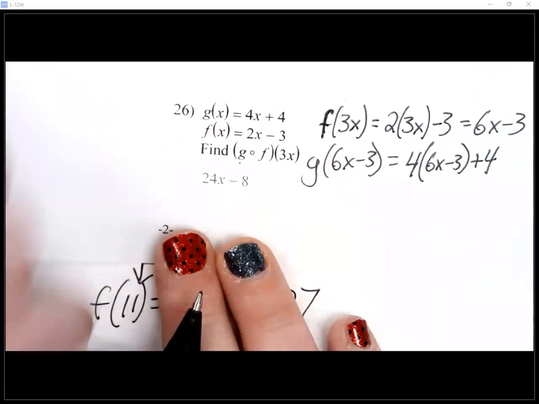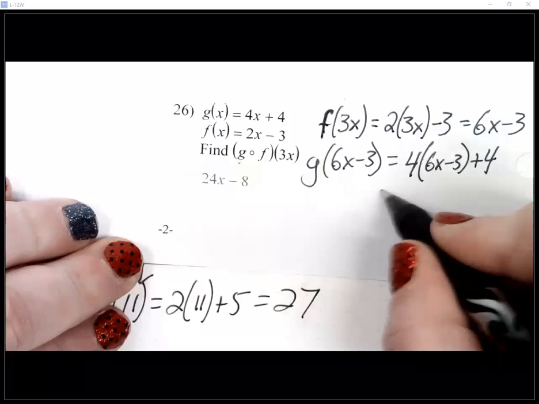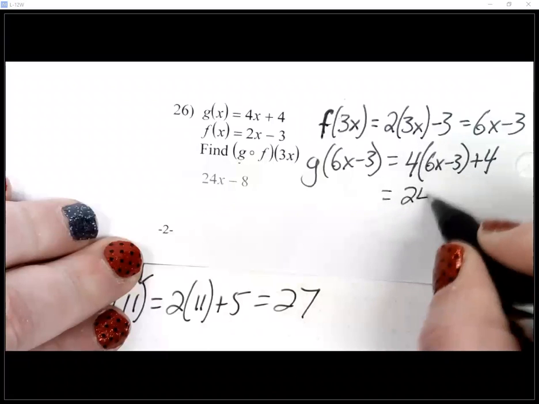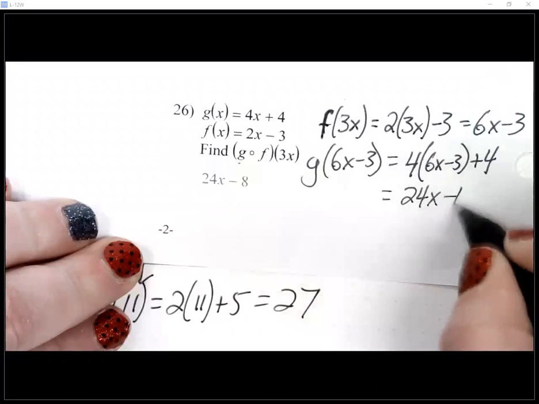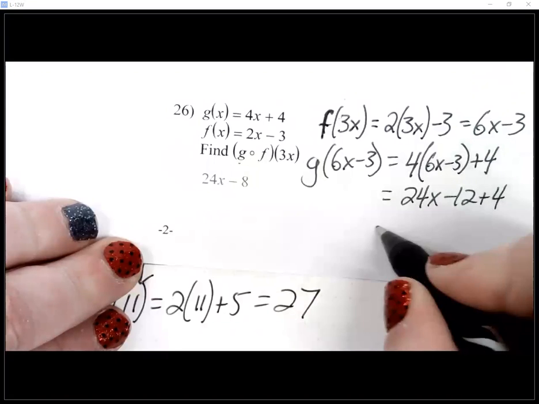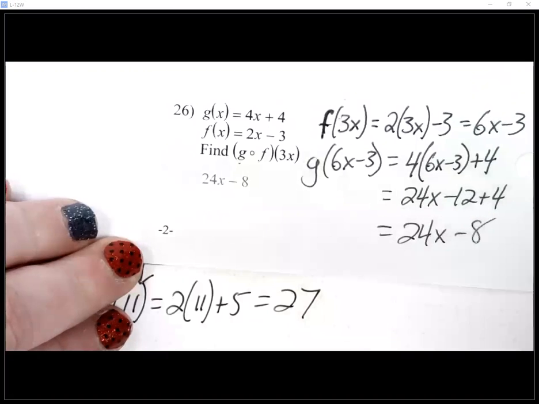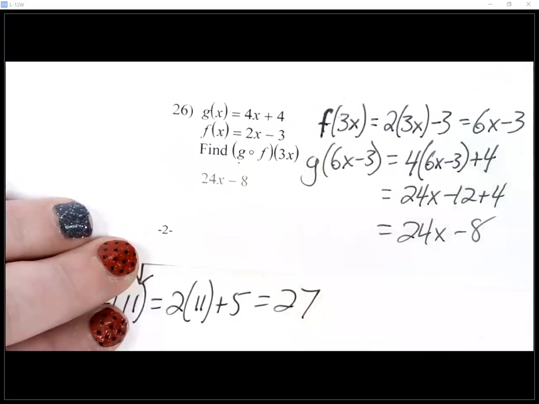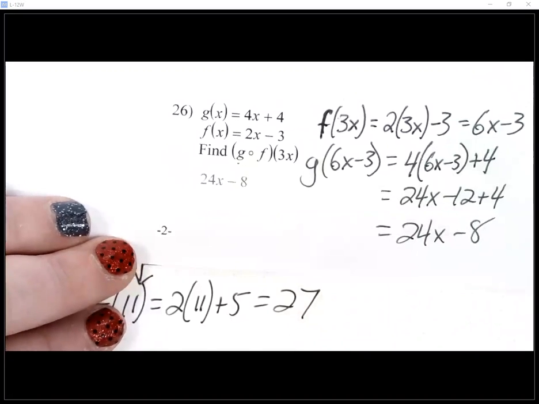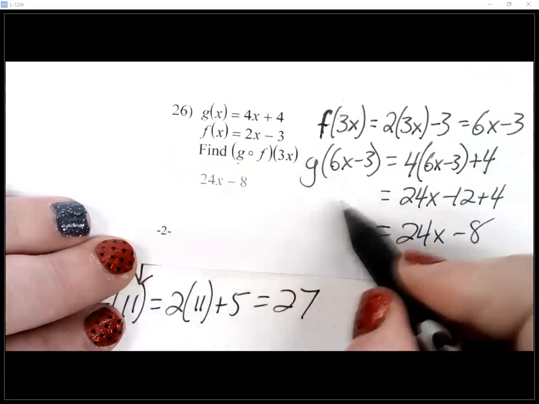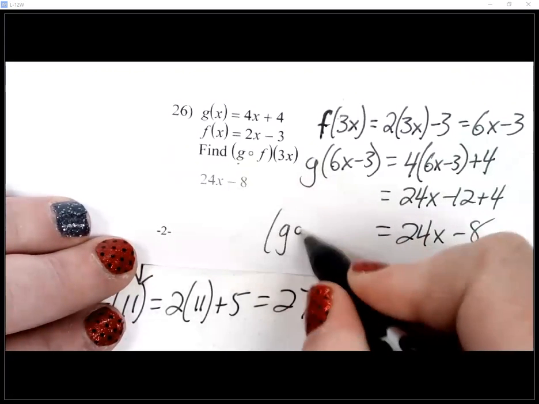Okay, and now I just have to evaluate that. So that's going to be 24x minus 12 plus 4. So my final answer, 24x minus 8. And oh, how nice. It matches our answer key. Yes. That's always a relief when that happens. And that is my g of f of 3x.